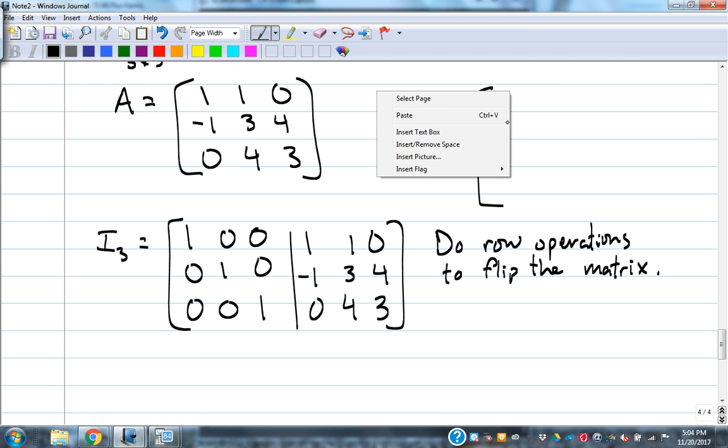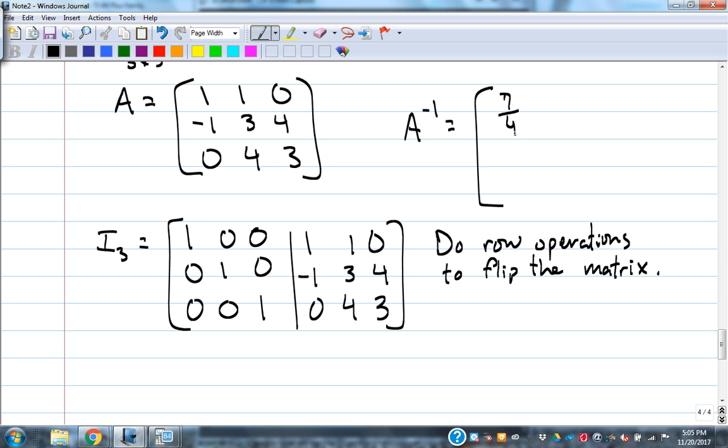Instead of writing all that down, I might as well write it. 7 over 4, 3 over 4, negative 1, negative 3 fourths, negative 3 fourths, 1, 1, 1, negative 1. So you can find the inverse.